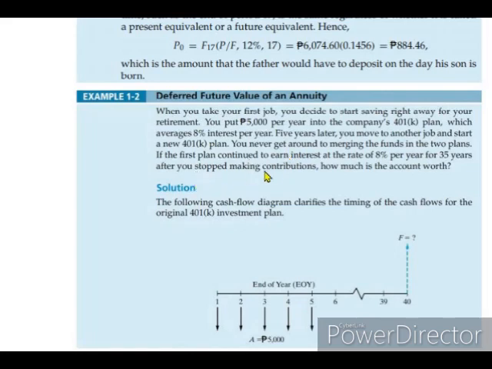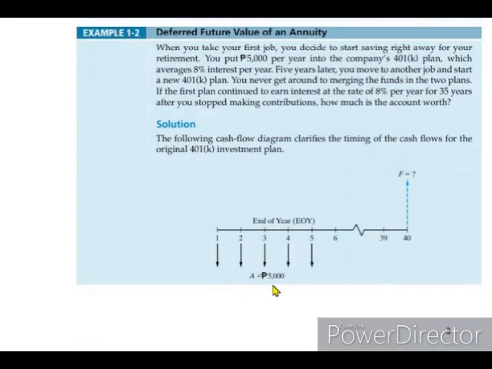So, if the first plan continued to earn interest, okay, at the rate of 8% per year for 35 years after stop making contributions, how much is the account worth? Okay? Kung magko-continue pa daw yung una mong plan, na ito nga, 8% for 35 years. Ito yung solution. So, the following cash flow diagram clarifies the timing of the cash flows for the original 401k investment plan. So, original or yung una. Kasi ito yung annuity niya, 5,000 per year.